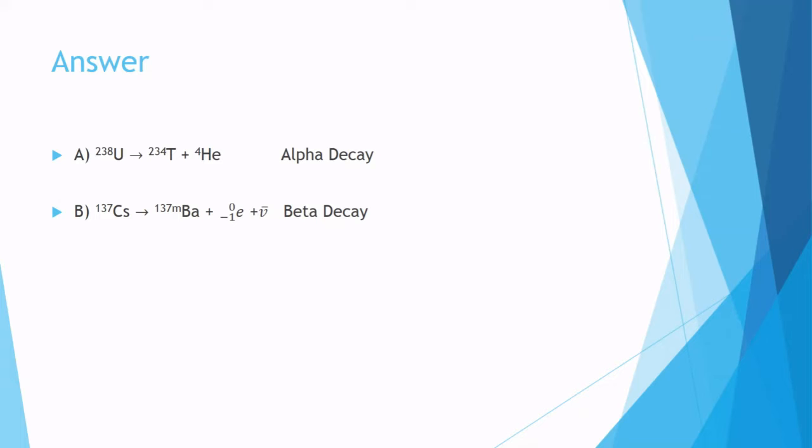The second reaction had cesium-137 decay into a metastable isotope of barium-137 by mode of beta decay. We can tell it is beta decay because an electron and an electron antineutrino are produced during the reaction. And in the last reaction, we had tritium decaying into an isotope of helium-3 by mode of beta decay as well.